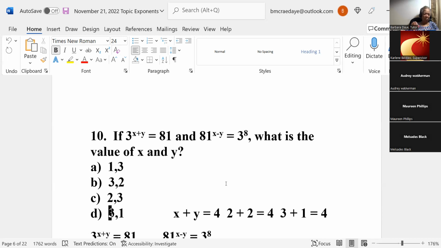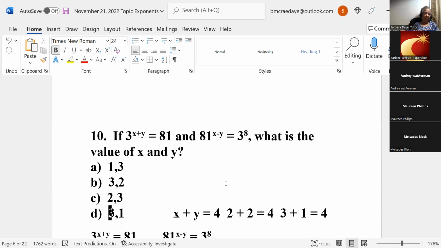Every time you multiply by 3, that's what you go. 3 times 3 is 9, 9 times 3 is 27, 27 times 3 is 81. So you multiply 3 by itself 4 times, you get 81. So that's how you got your 4.